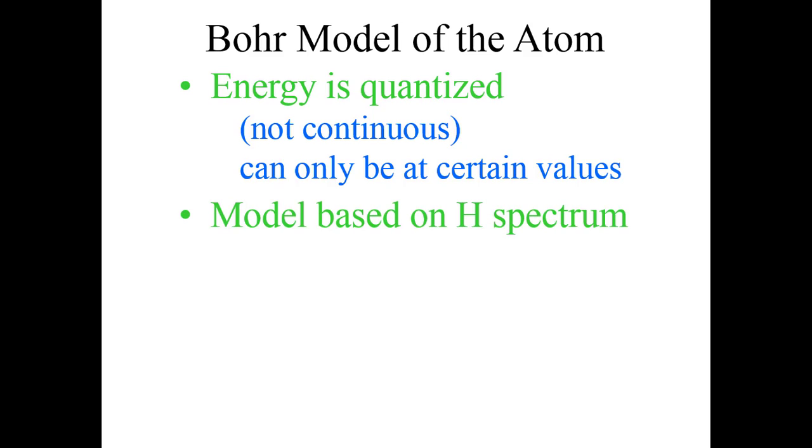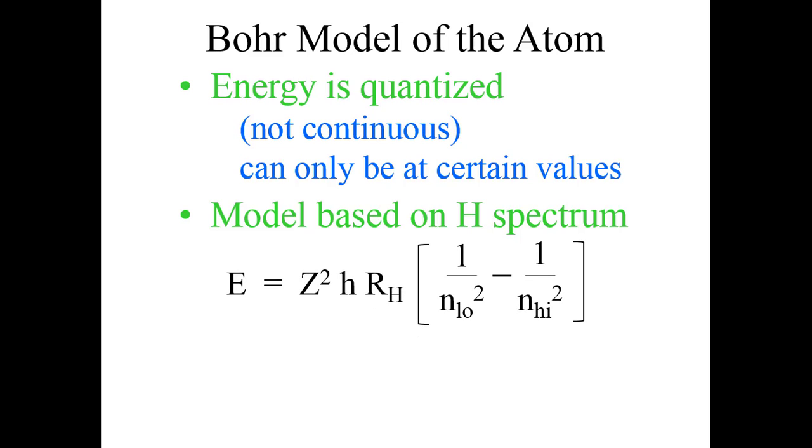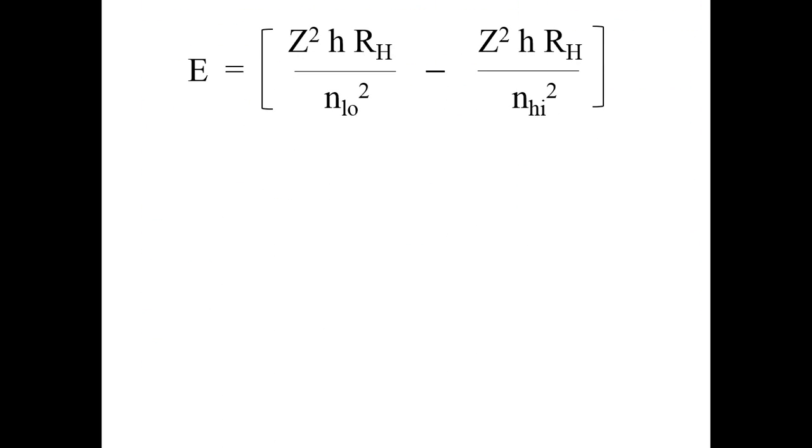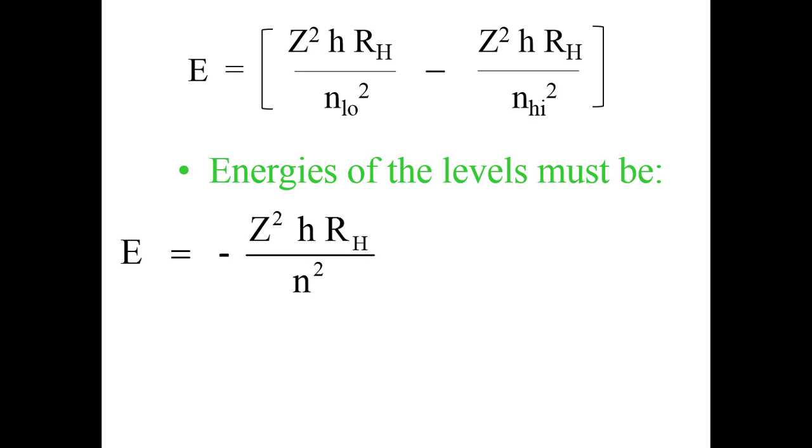The model Bohr developed was based on the known energies of the lines in the hydrogen spectrum. We saw earlier that the energies could be modeled by this equation. We've also seen that the energy of the photons give the energy difference between levels. In mathematics, a difference is represented by subtraction. If we distribute the constants inside the brackets, we arrive at what appears to be the difference between two similar terms. Bohr reasoned that the energy of each level must then follow this equation.